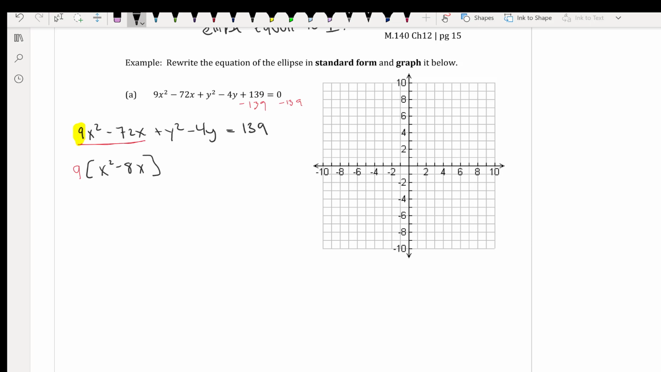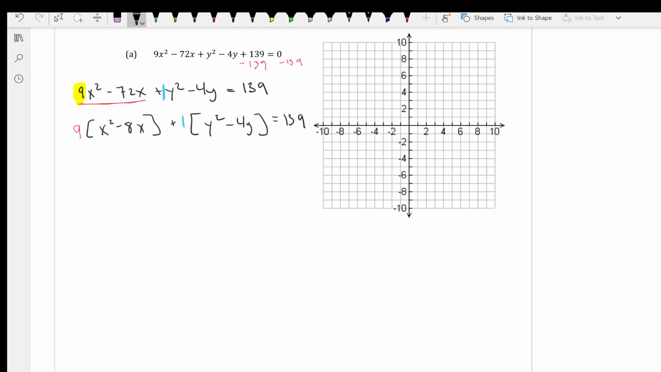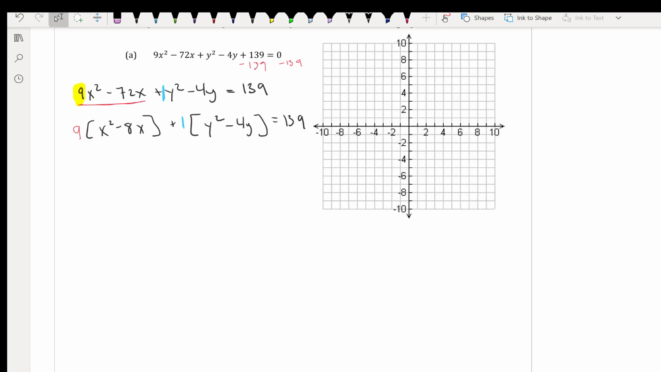So you always want to make sure that that leading coefficient, if possible, is always going to be 1. And if not, you can force it to be a 1. So here on that y squared, it's already a 1, so I don't have to worry about it too much. So that doesn't change the inside as y squared minus 4y equal to your 139. So now what you want to do is the completing the square, just like we did before. So hopefully you guys are getting a little bit more practice with this.